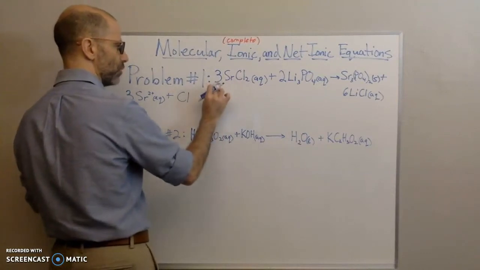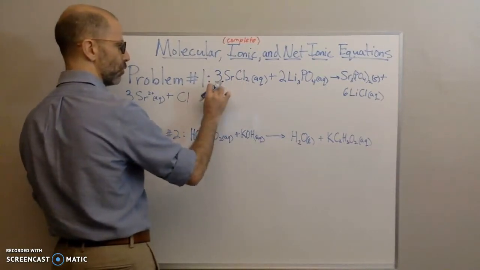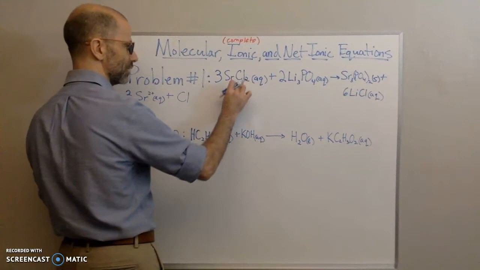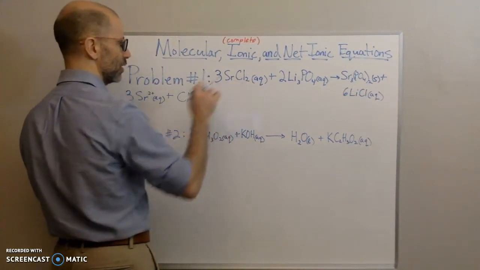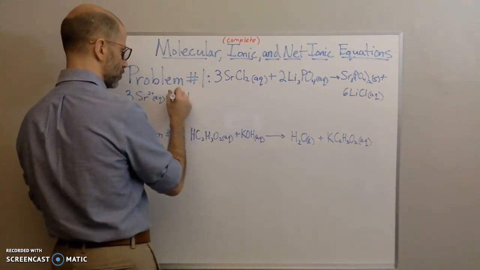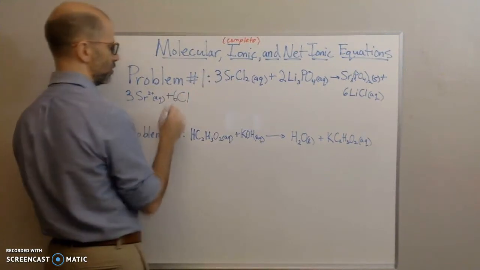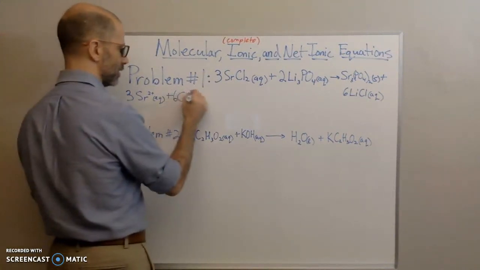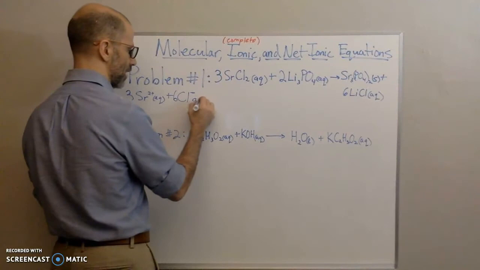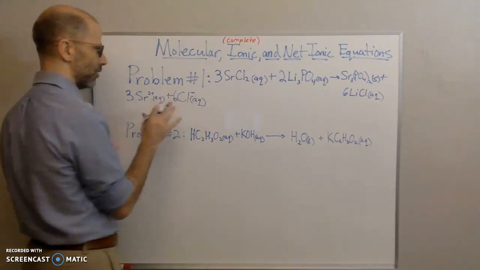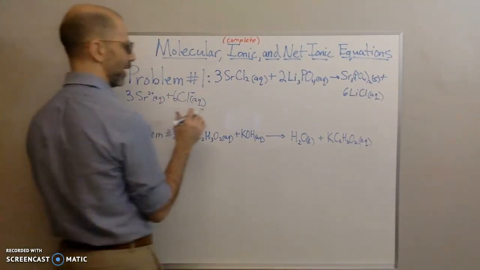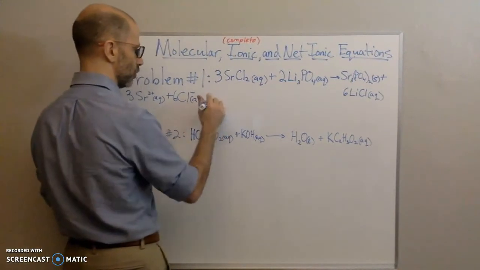So you have 3 here and you have 2 here. So 3 times 2 is 6. So you have 6 chloride ions, and you're going to put a 6 there. That's your coefficient 6. And you have chloride, and it's aqueous. So that's how that works. Okay, so we're done with this one.